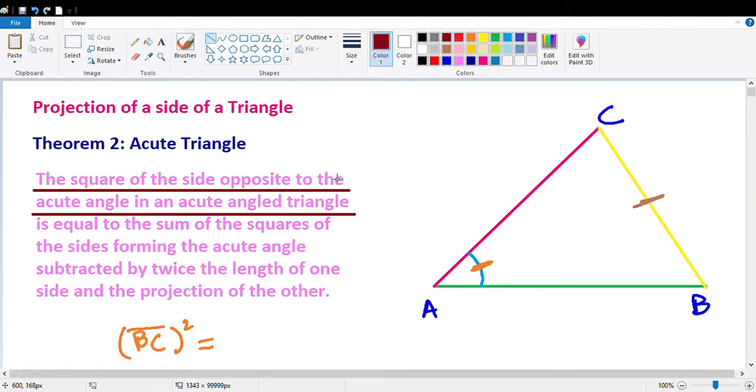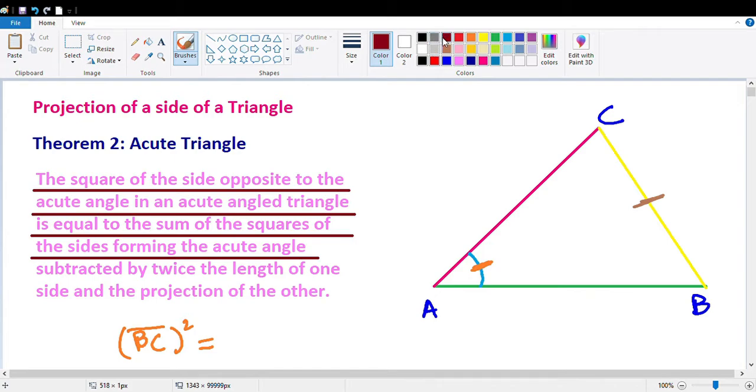Let's move on. It says it is equal to the sum of the squares of the sides forming the acute angle. What does that mean? Just before we started the theorem, I told you that angle A, right here, is made up of side AC and side AB. These two sides are forming this angle, and that means we take the sum of the squares of these sides. So like the first side, right here.